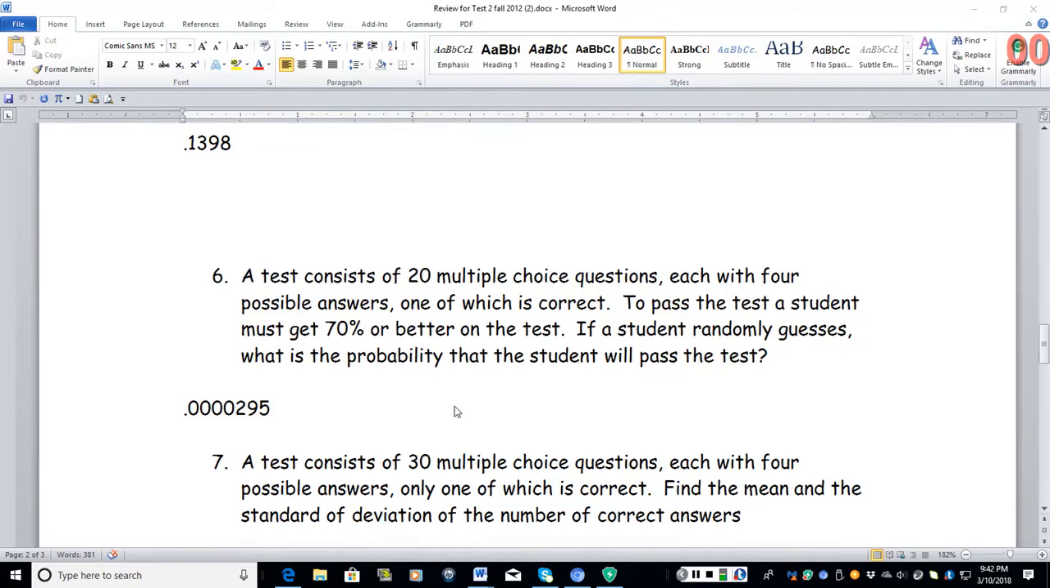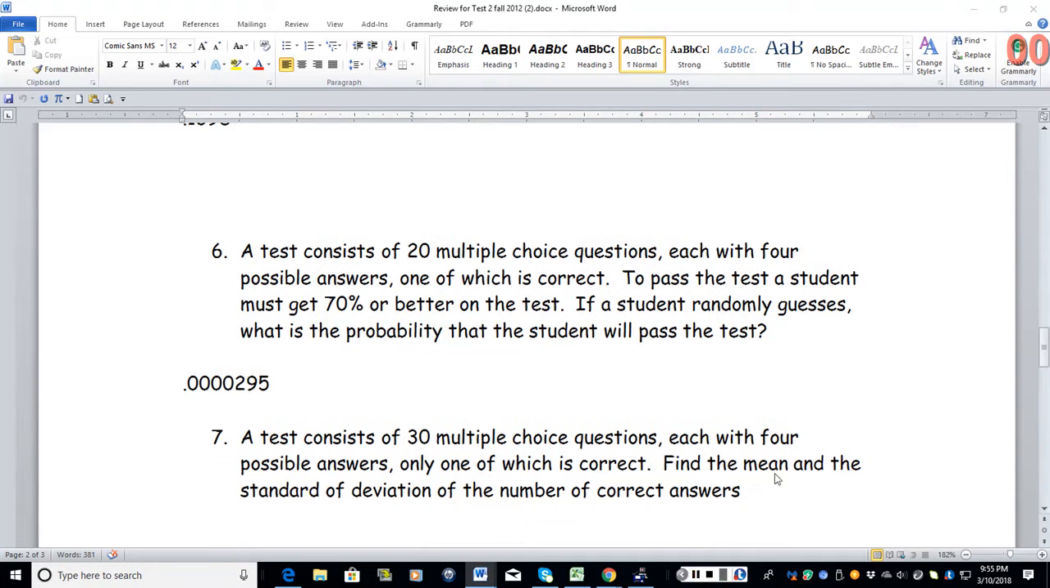Hello, this is an answer to a question about chapter number 6 and number 7 on the review. Okay, here comes the answer to this one.